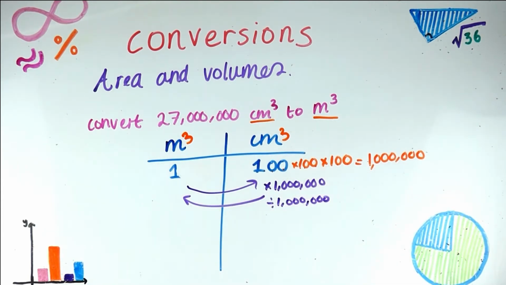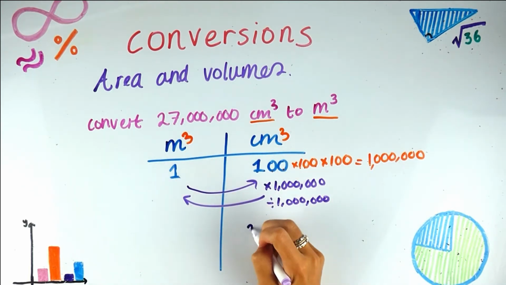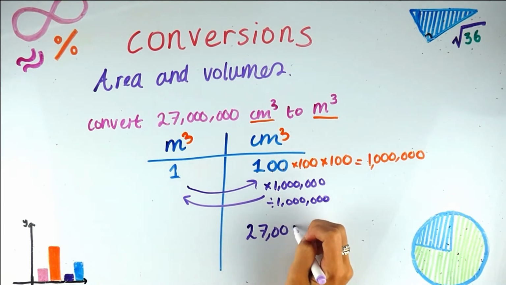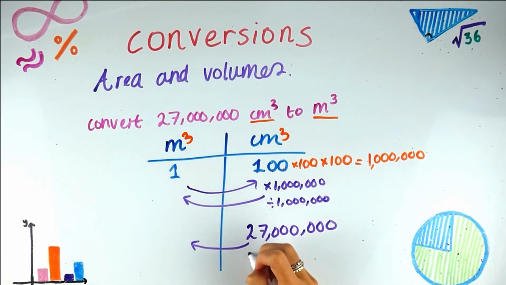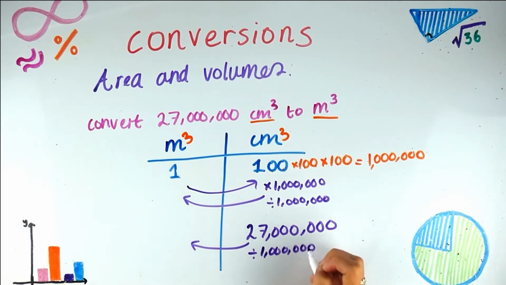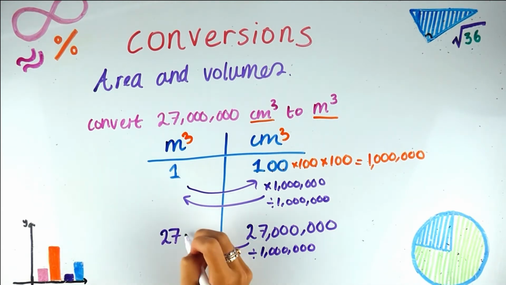So what do I actually have, back to the question? Now I've figured everything out. I have to start with centimetres cubed, so that goes in this column. So I've got 27 million centimetres cubed, and I want to go that way, so I'm going to divide it by 1 million, and that is going to give me an answer of 27 metres cubed.